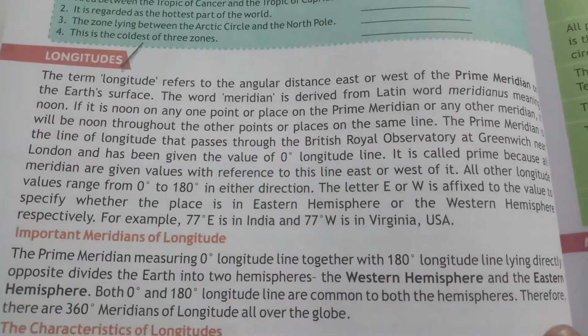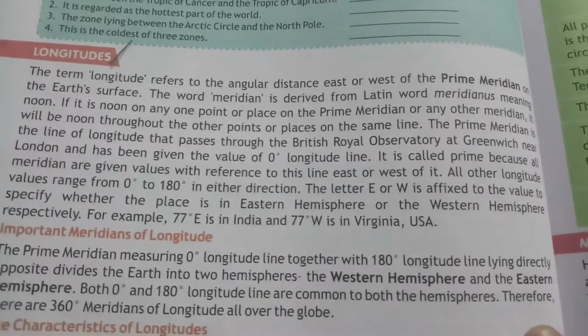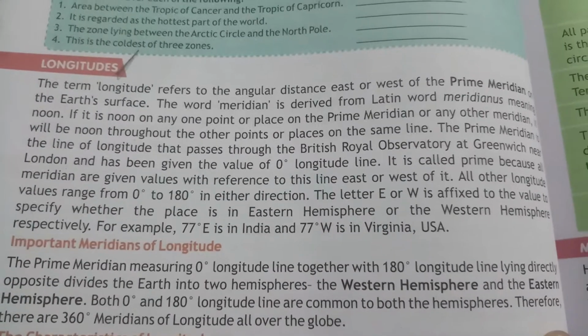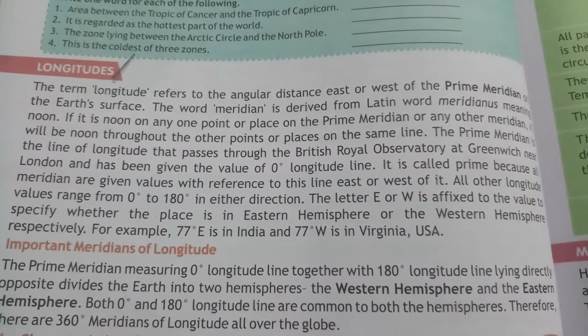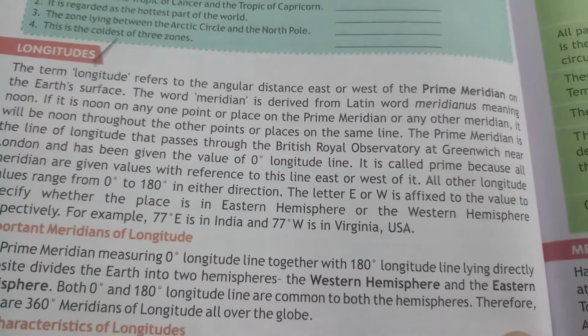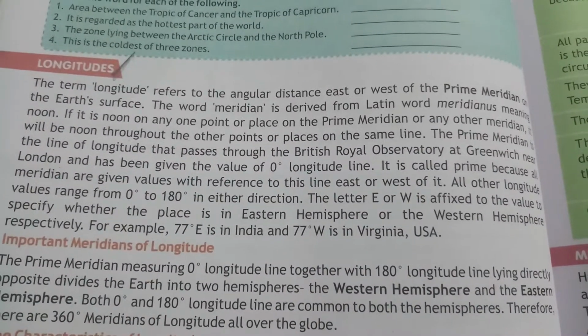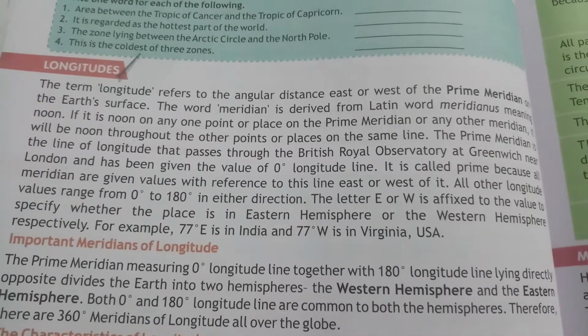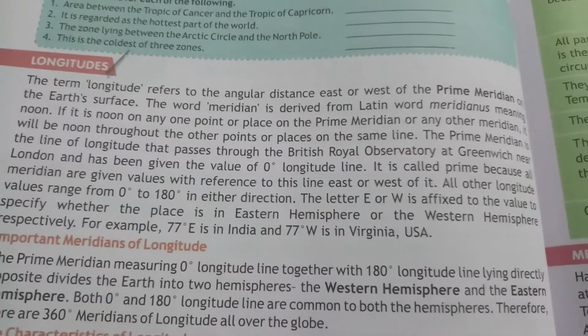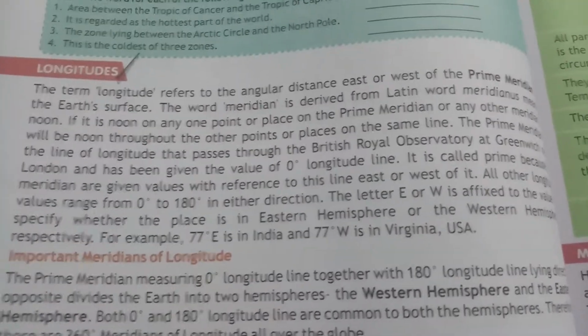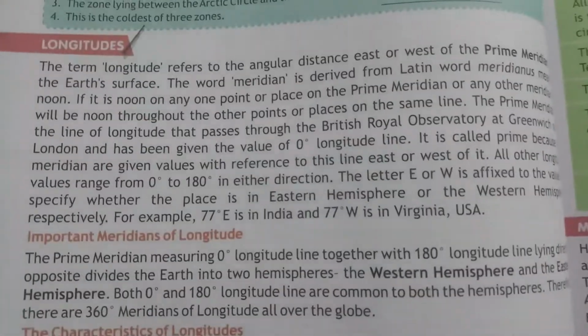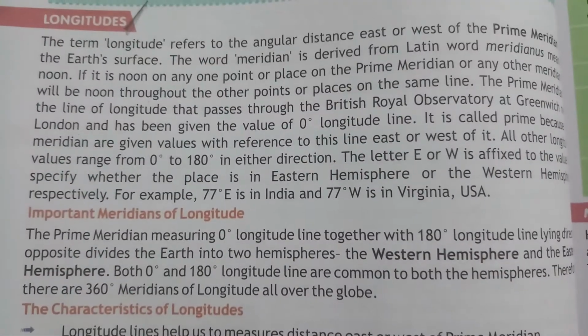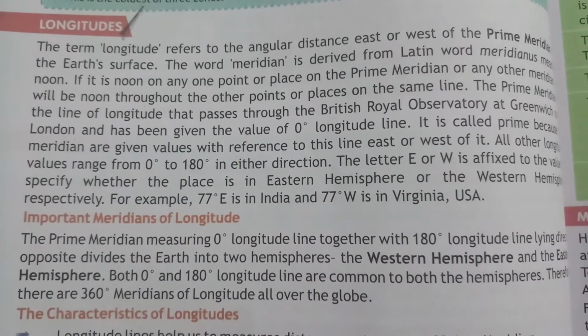Throughout the other points or places on the same line, the prime meridian is the line of longitude that passes through the British Royal Observatory at Greenwich near London and has been given the value of zero longitude line. It is called prime because all meridians are given values which refer to the line east or west of it.